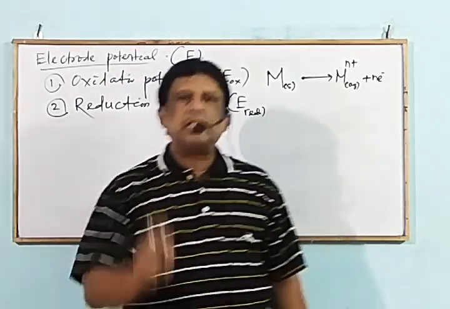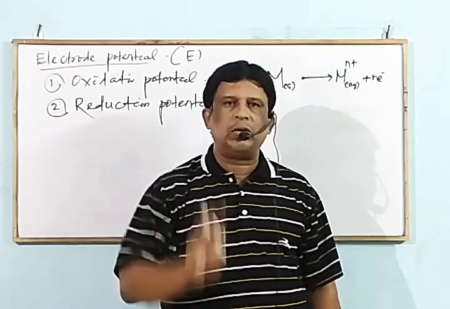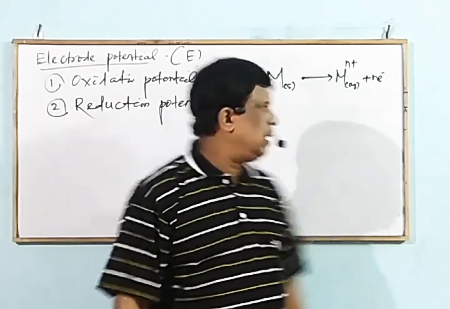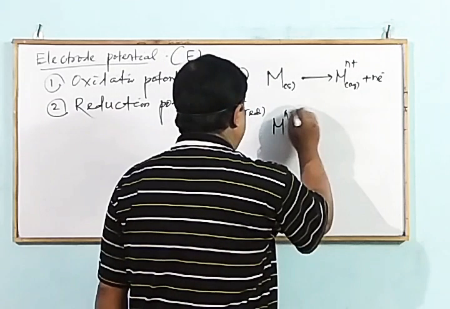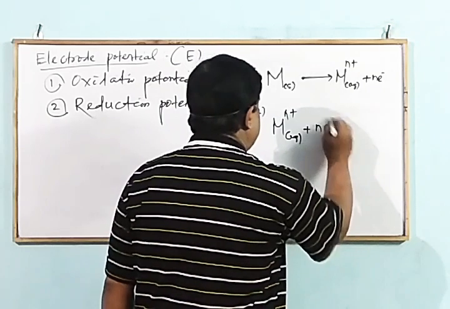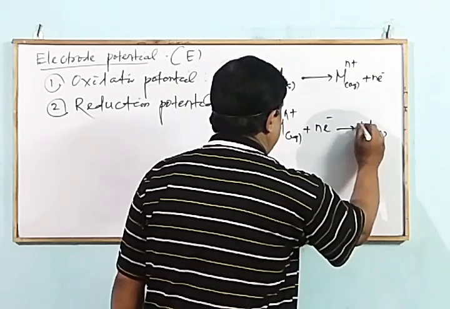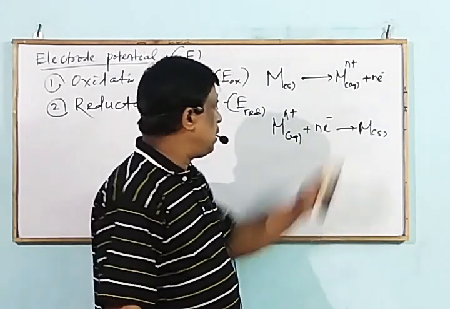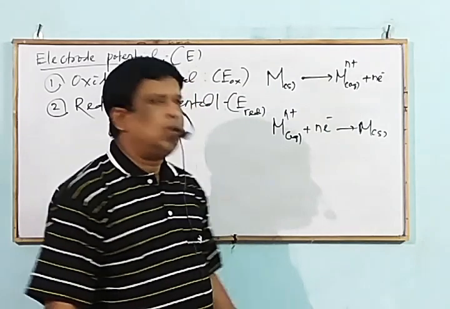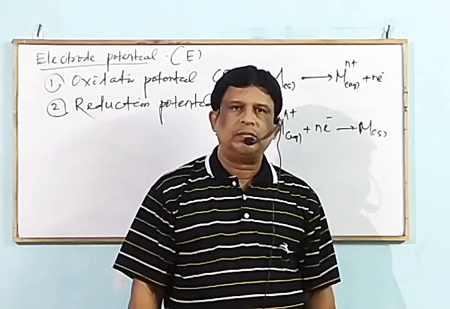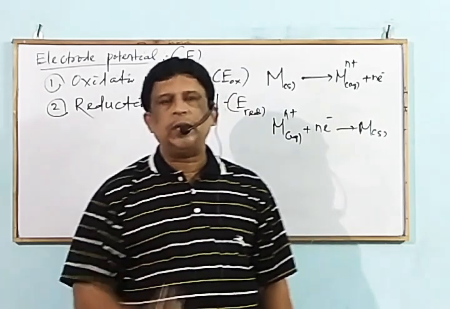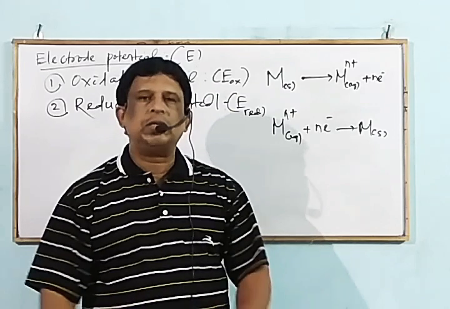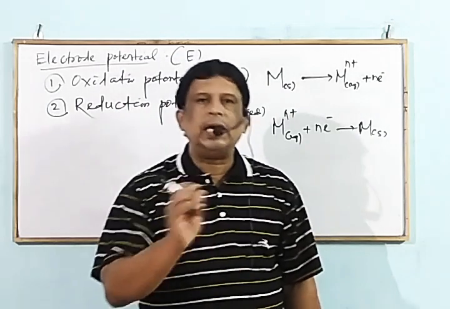Similarly, the tendency of a metal ion to gain electrons is known as reduction potential. Symbolically it is represented as M^n+ (aqueous) plus n electrons gives M (solid). This is the mathematical expression for reduction potential, and the previous one is for oxidation potential. So electrode potential is of two types: one is oxidation potential, one is reduction potential. Then we discuss what we mean by standard electrode potential.